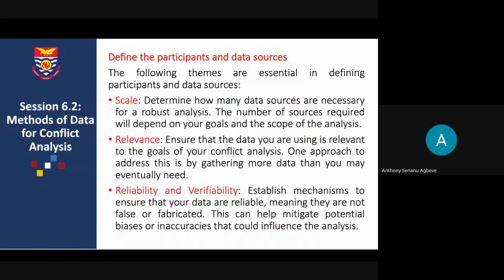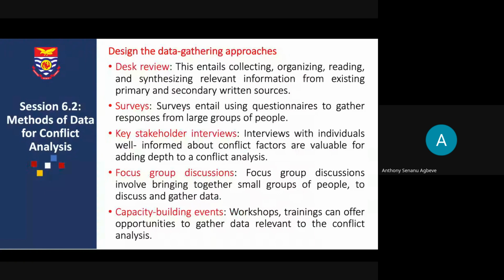Those are verifiable facts that you can confirm, right? And once they are verifiable, it means they are reliable. And then also designing the data collection approach. So how do you want to go about taking the data? Do you want to do a desk review?